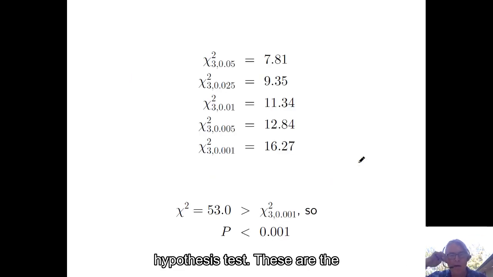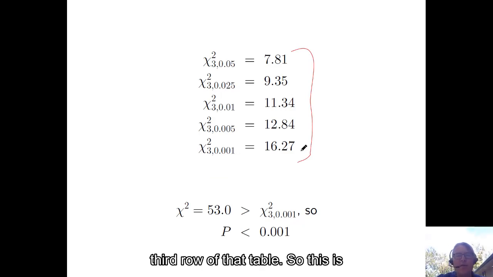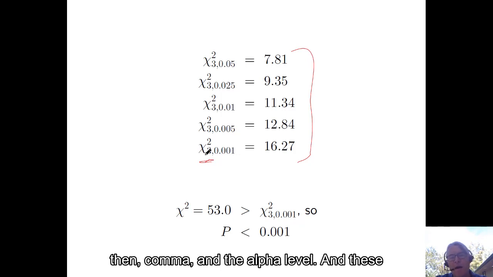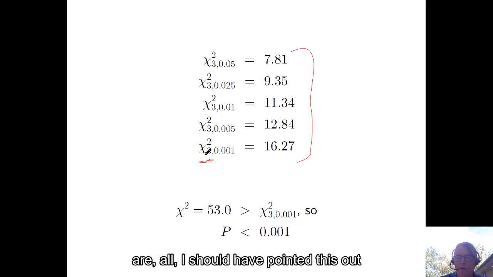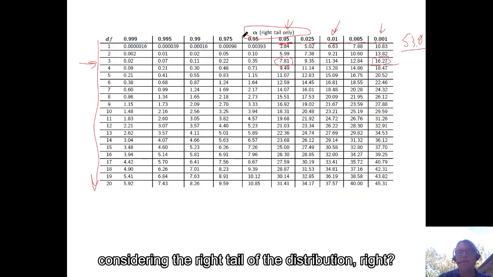Okay, back to doing the hypothesis test. These are the critical values that I pulled out of the third row of that table. So this is how we would denote them: chi-square with 3 degrees of freedom, and then a comma, and the alpha level. I should have pointed this out on this slide: this is only considering the right tail of the distribution, right?